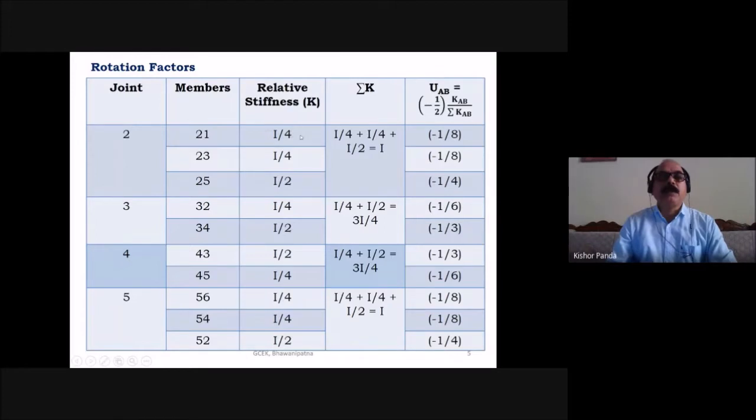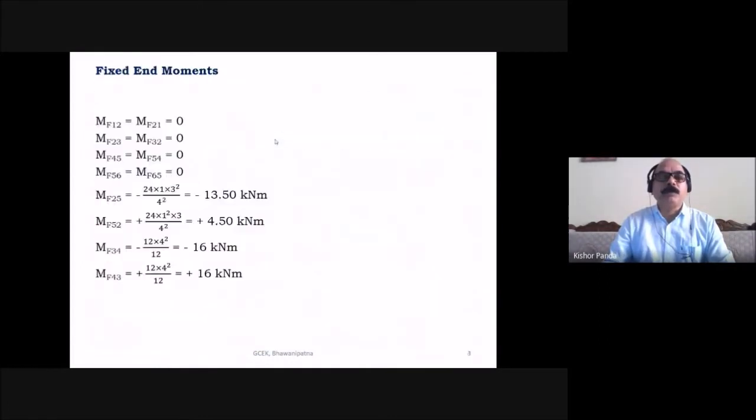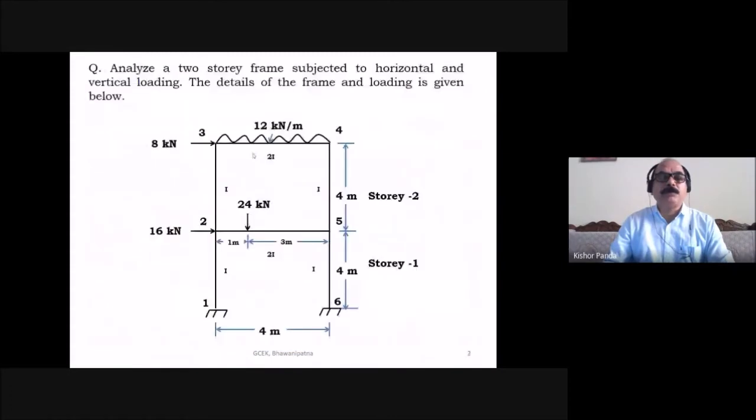Then find out the relative stiffness of the member. For 2-1, you know the moment of inertia. How to find the relative stiffness of the member, you know: it is the moment of inertia of the member divided by the length of the member. The moment of inertia for each member is given in the question. So for 2-1 or 1-2, the moment of inertia is I and the length is 4, so the relative stiffness is equal to I by 4. Similarly for all members, the moment of inertia is given and the length you also know.